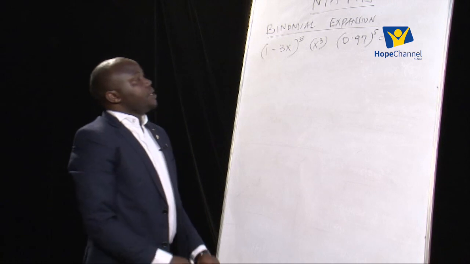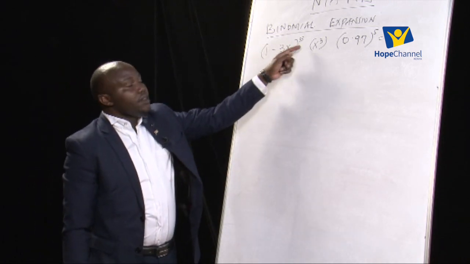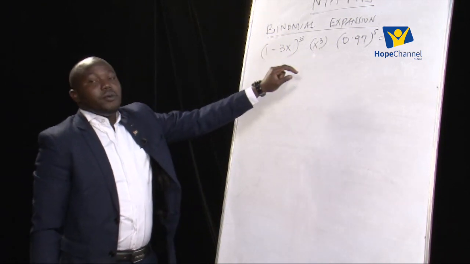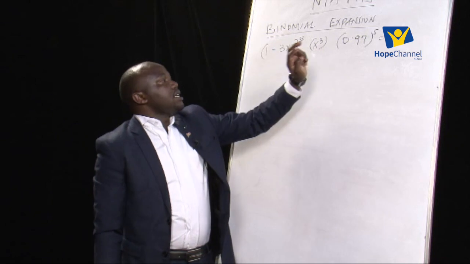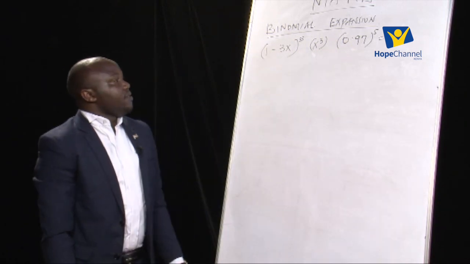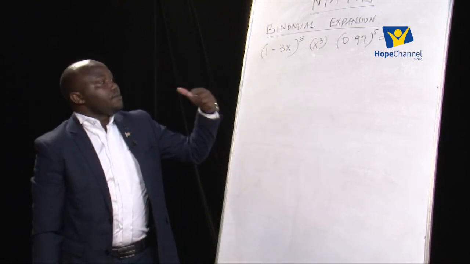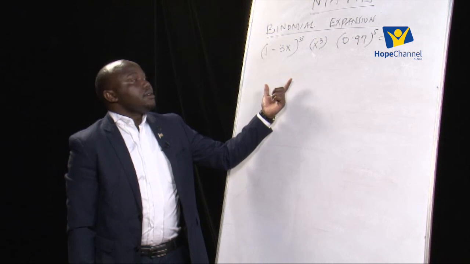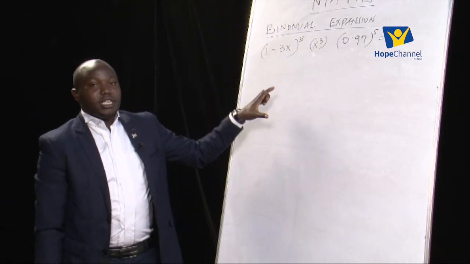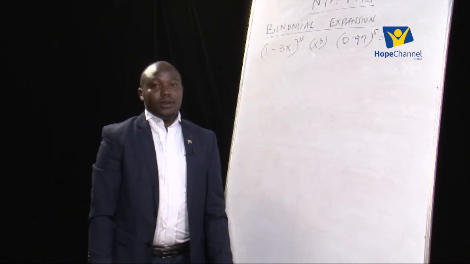We [solve to] 4 decimal places: 1 minus 3x raised to the power 5. Expand this term to x power 3. Once you are done with x power 3, then you solve for 0.97 raised to the power 5 to 4 decimal places. Before I start, try and do it. Using the way we have just done, try and tackle it. If it becomes a challenge, then once we are back from the short break, we shall be able to handle it. Stay tuned.